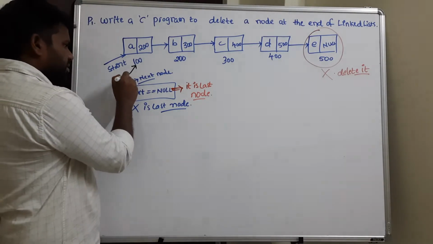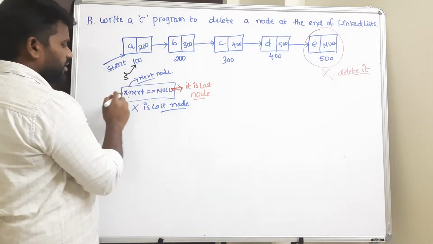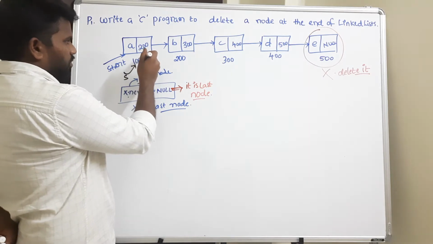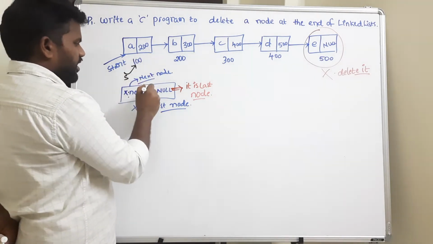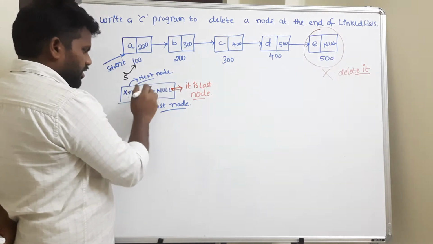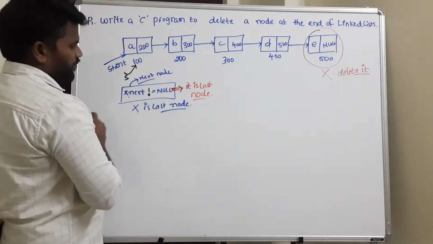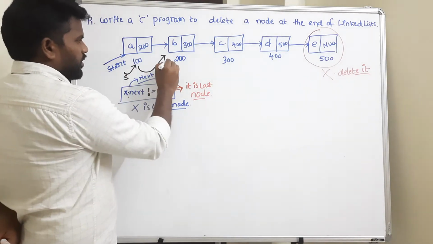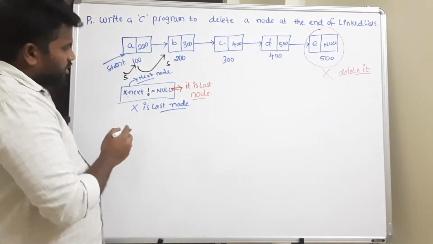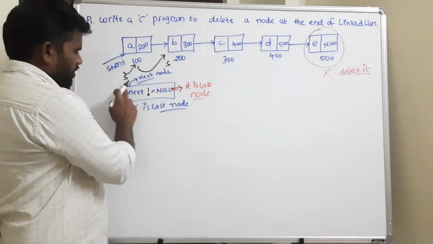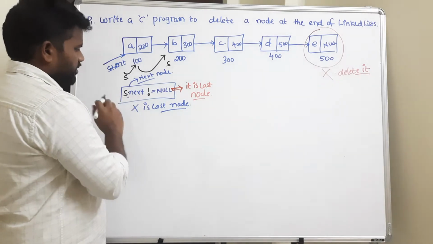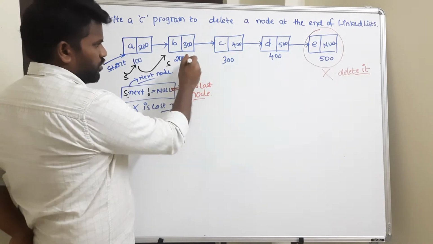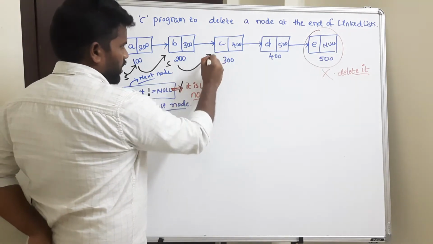So we'll start from here. S is here. S dot next equal to null? It's false, so S dot next not equal to null is true. If it is true, then we'll move to the next node. S is here now. Again we check S dot next not equal to null. True. So we'll move from here to here.